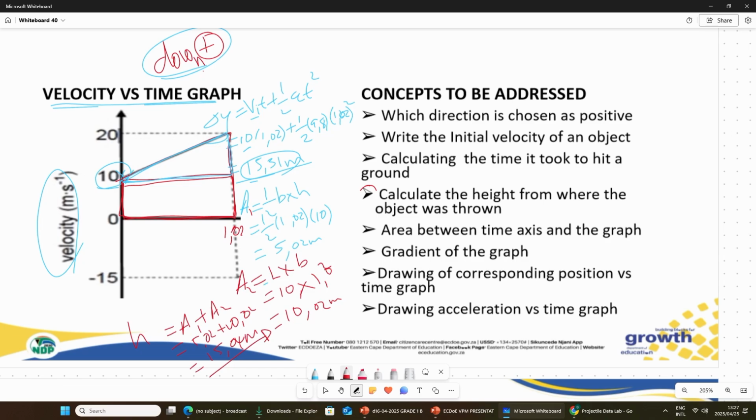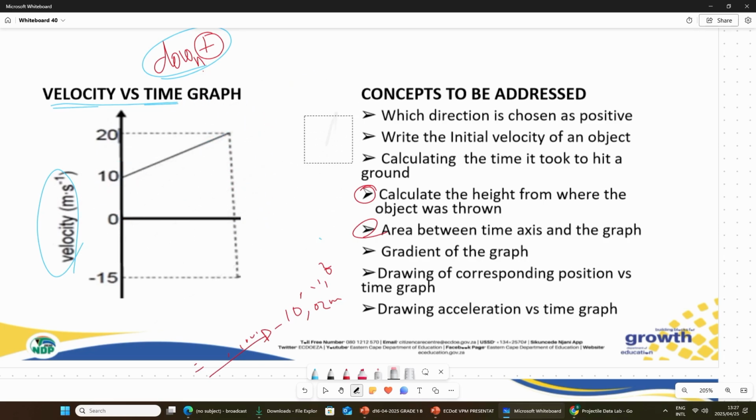Okay, so I think we've covered that. We've also covered the area between the time axis and the graph, the one we've done here, this one and that one. Now let's look at the gradient of the graph.